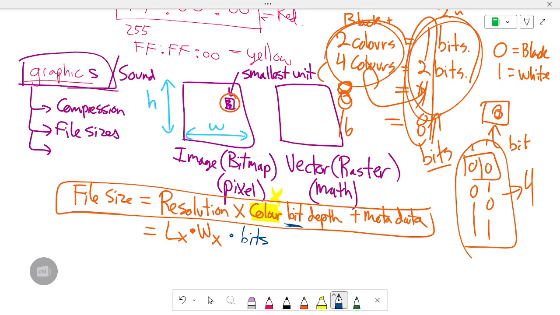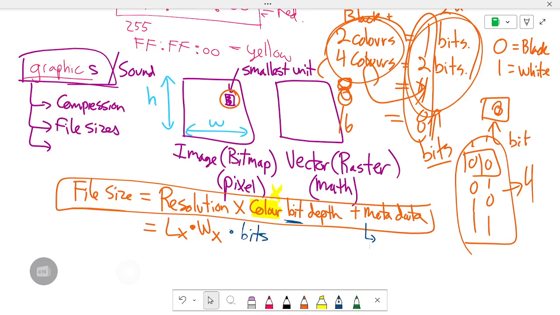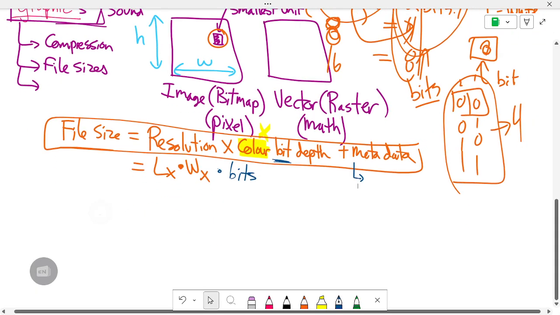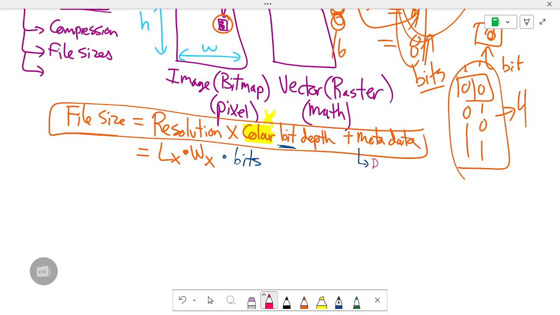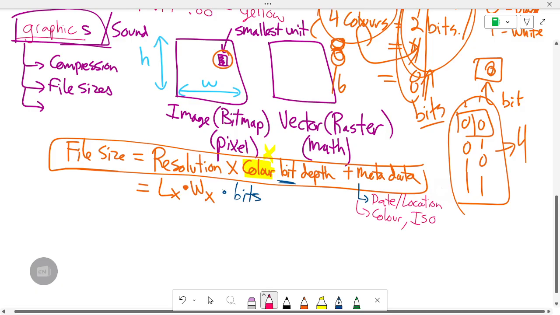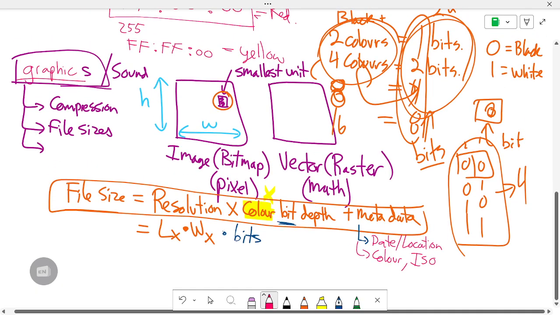And then metadata, who can tell me what is metadata? It's like the date, the geolocation, the resolution count, the color name, the ISO setting. It's a small piece of data. They usually give you that. Okay, that depends. Some have it, some don't.